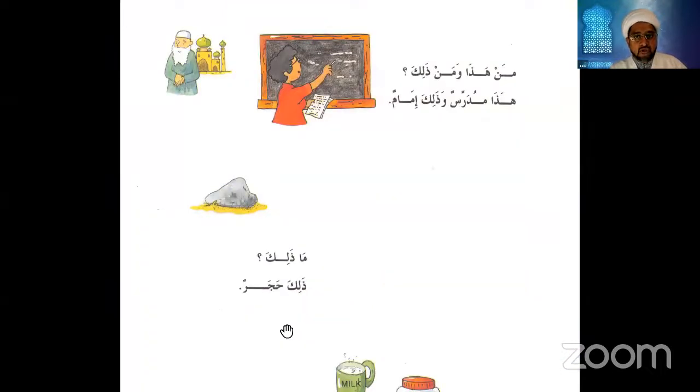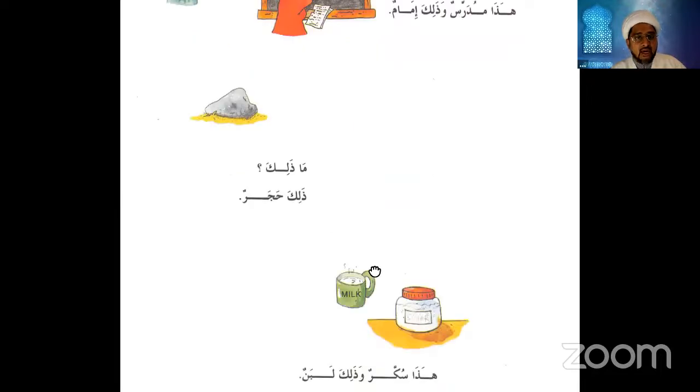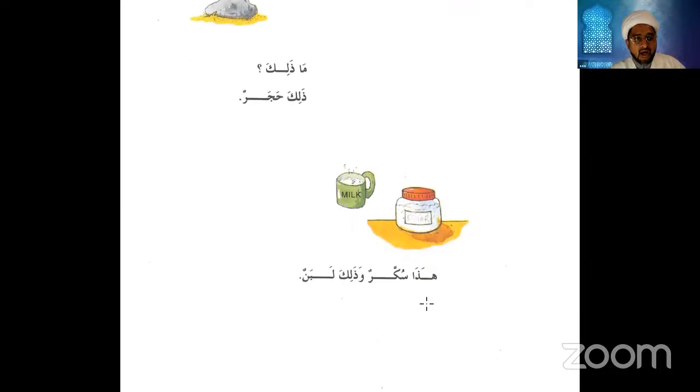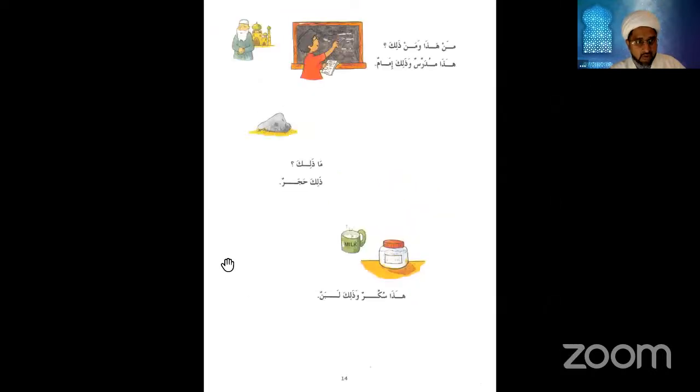Next page now is going to use man, which is from lesson number 1, and dhalika. Man hadha, who is this, and man dhalika, who is that? Hadha mudarrisun wa dhalika imamun. This is a teacher and that is an imam. Ma dhalika, what is that? Dhalika hajarun. As you can see in the picture, that is a stone. Hadha sukkarun wa dhalika labanun. This is sugar and that is milk.